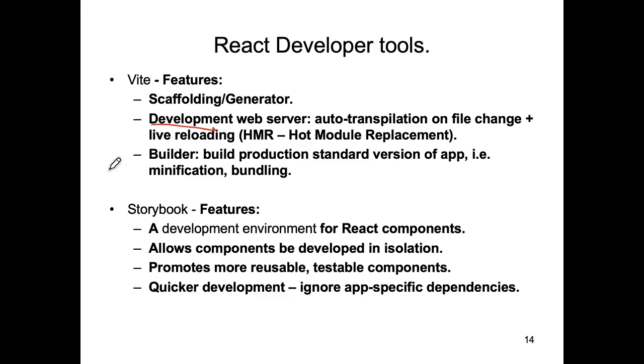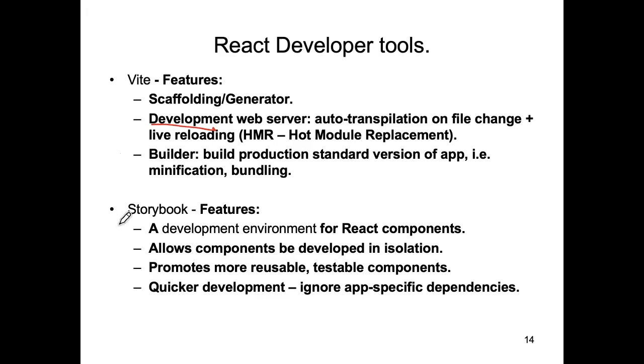The second tool that we're going to use is a tool called Storybook. Now, Vite is a tool that you use for creating an entire React project, whereas Storybook is a tool that you use when you're developing an individual component. And what it does, it has many of the same features as Vite. For example, it has its own development server as well. But what's nice about Storybook is you can develop a component in complete isolation.